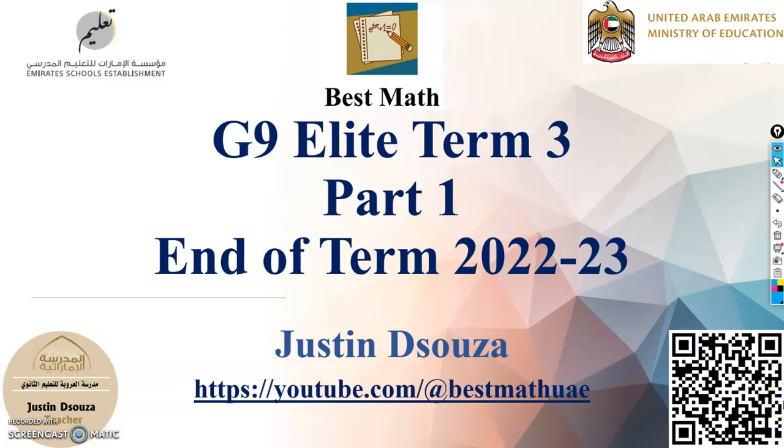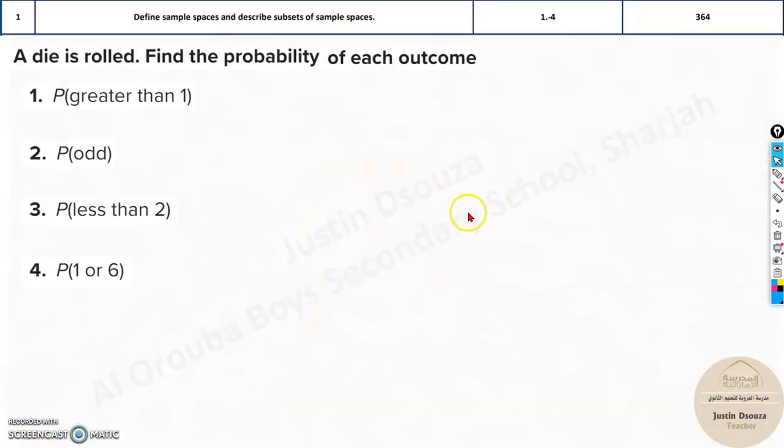Part 1 is supposed to be the easier one, and to be very honest, the part 1 first topic is among the easiest. So now we will begin with the first explanation topic. This is about sample spaces, subsets, basically about probability. Though they have told define sample spaces, these are the questions mentioned. Find the probability of each outcome.